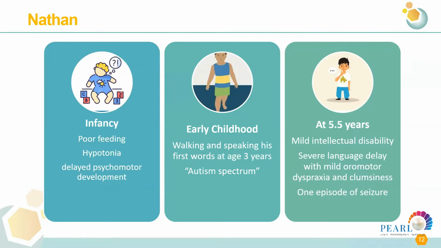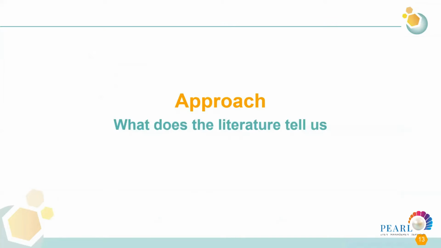So in early childhood, he obtained some milestones. He walked and said his first word at 3 years of age. He was also assessed to lie on an autism spectrum, and this diagnosis was very unclear for the family. At the age of 5.5 years, he had a confirmed assessment of mild intellectual disability. In addition, he had severe language delay with oral motor dyspraxia and clumsiness, and he also had one episode of an afebrile seizure. So keep this patient in mind, and we'll go to the approach.